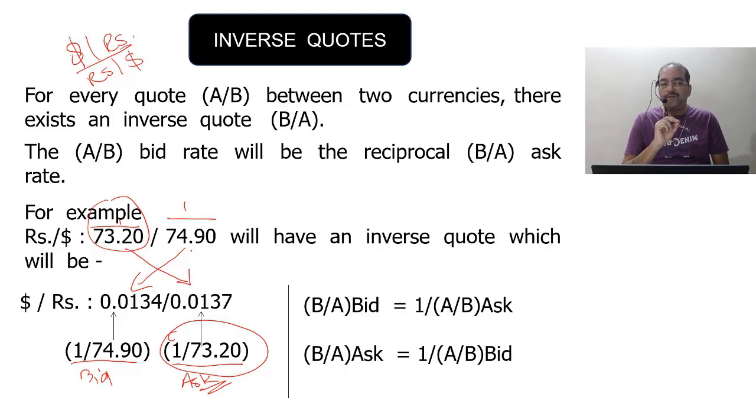Up till here it is clear. Okay. If I want to convert from bid to ask or ask to bid, simply interchange. But if I have rupees to dollar and I want to convert to dollar to rupees, don't simply interchange. Then what you have to do? The bid rate will be the reciprocal of the ask. The ask rate will be the reciprocal of the bid rate. Point is clear. Shall we move to the next one?